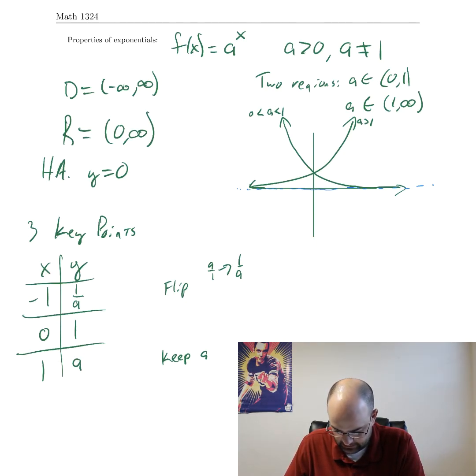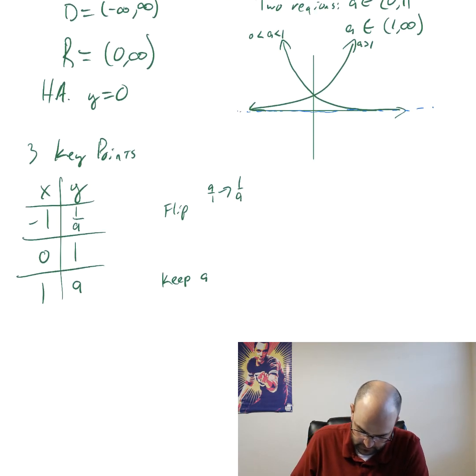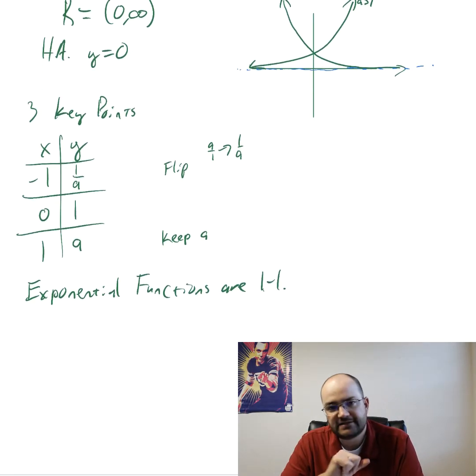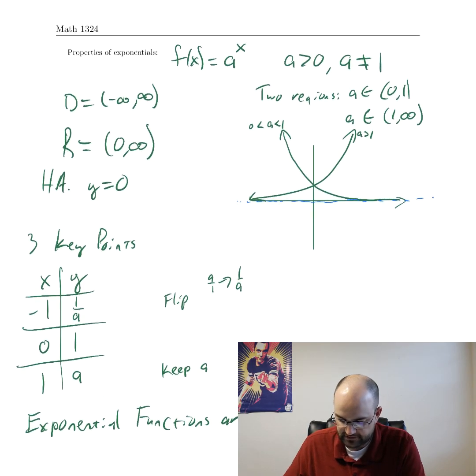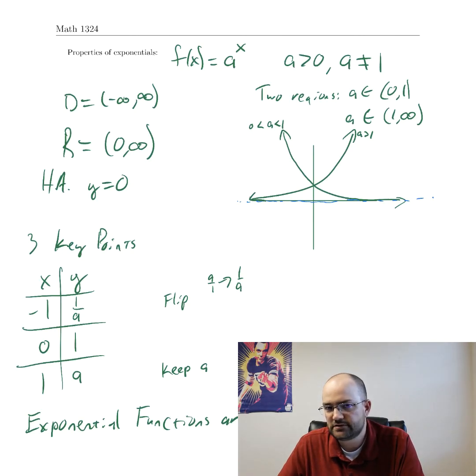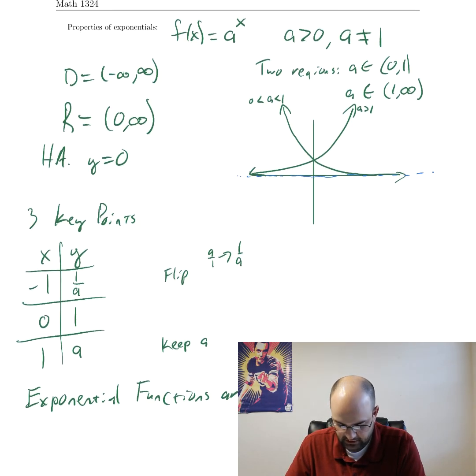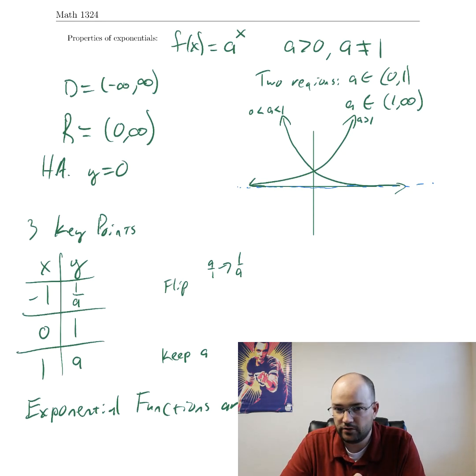And one more thing. Exponential functions are one-to-one. And that's important, because if it's one-to-one, it's going to have what we're going to call an inverse. And inverses are logarithms for exponentials. And you'll see more about that in the next section. But for now, in this section, just understand that they are one-to-one, and that's actually going to help us out a little bit later when we're trying to solve equations as well.